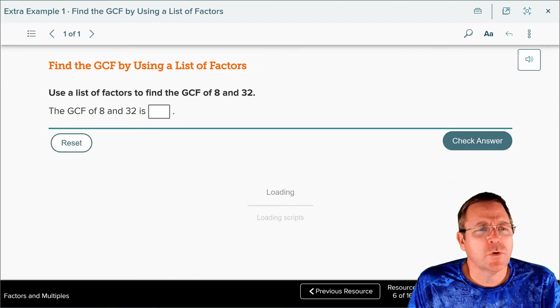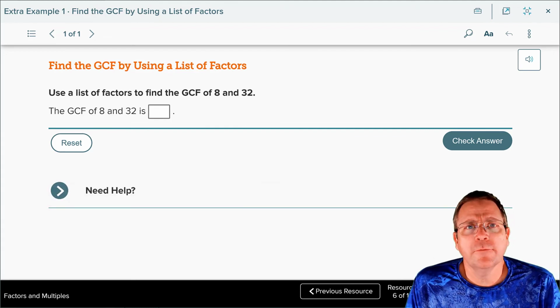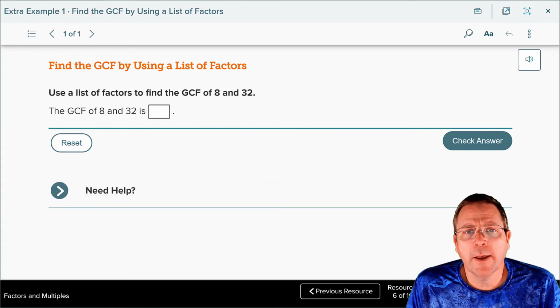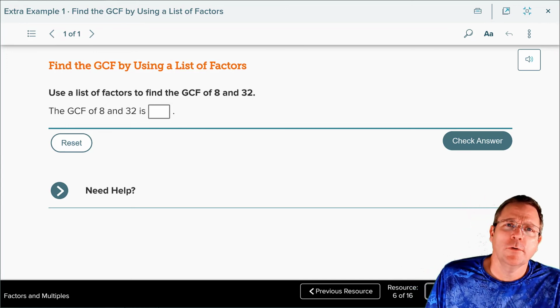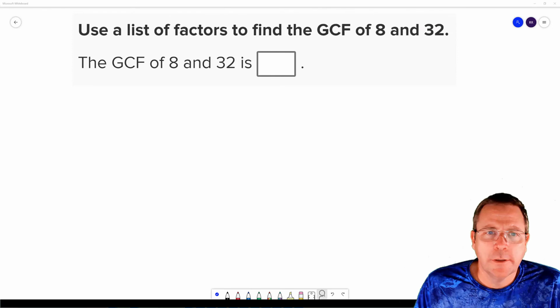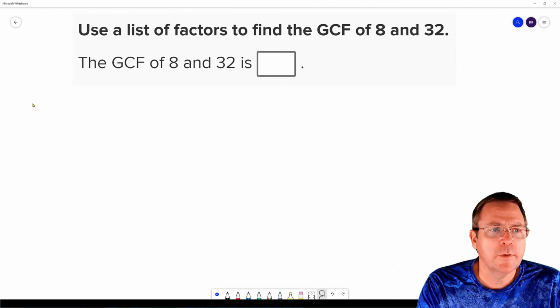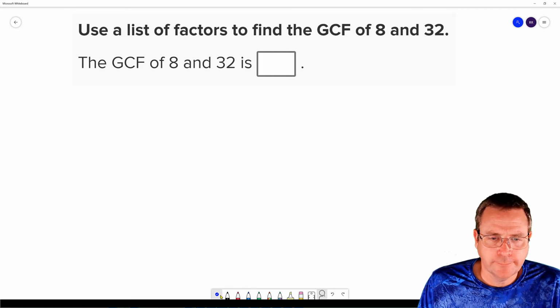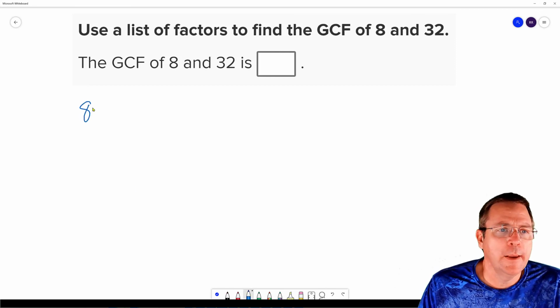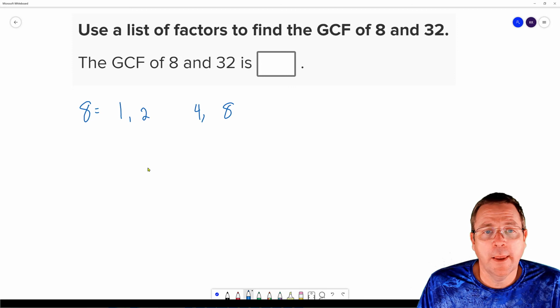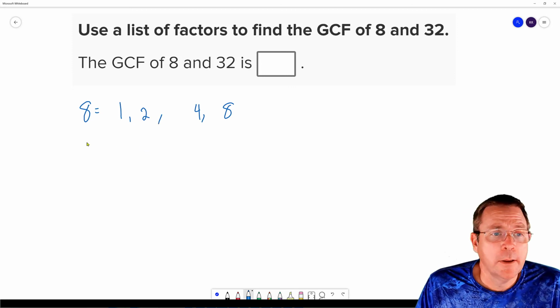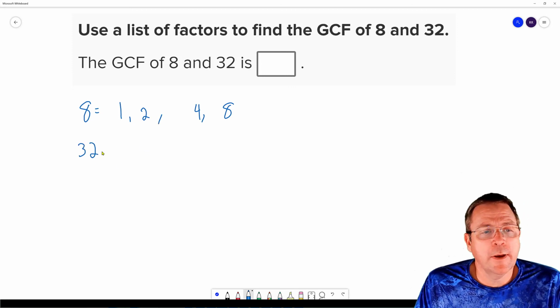Now it's going to be your turn. Use a list of factors to find the greatest common factor of 8 and 32. Go ahead, pause the video, do this on your own. Did you get it done? Let's see what I end up doing here. I'm going to start off with 8. So 8's factors are going to be 1 times 8, 2 times 4, and that's really all my options for 8. 32 is going to be a little bit more exciting.